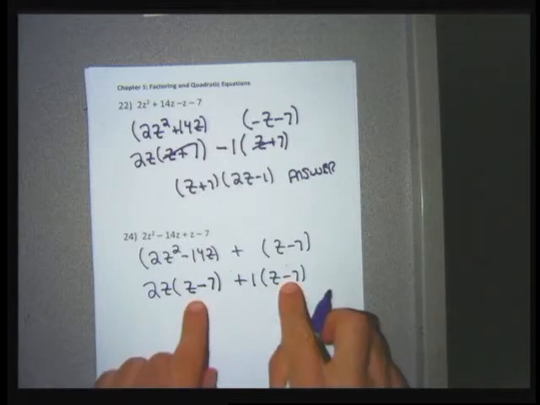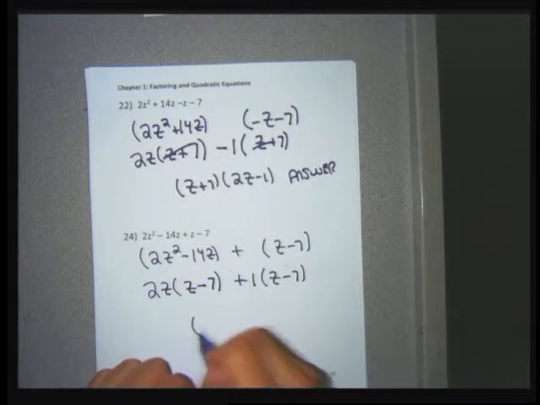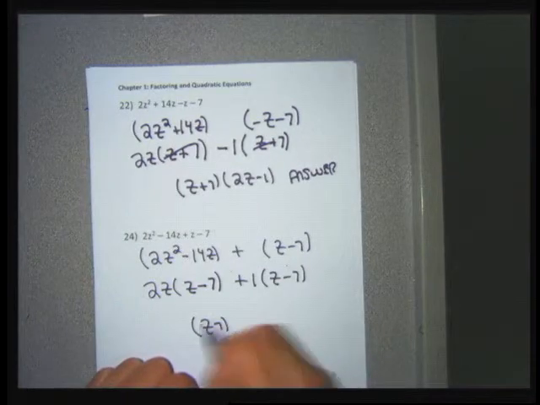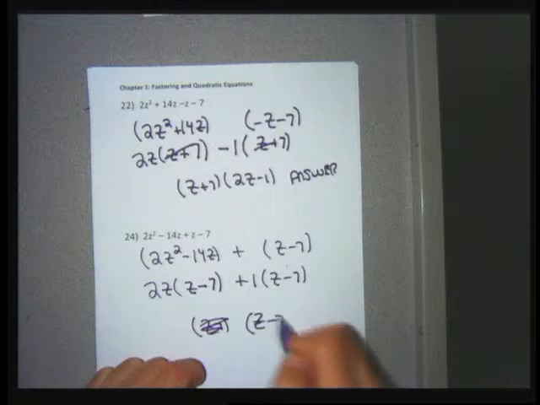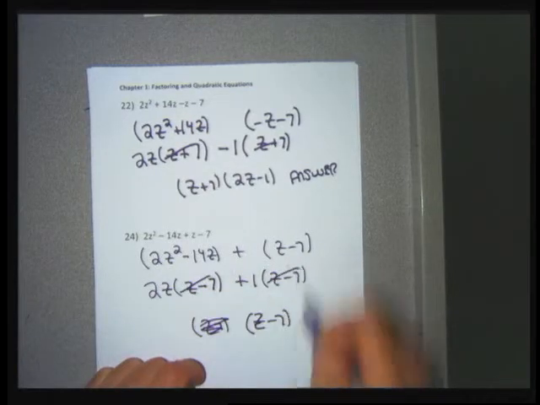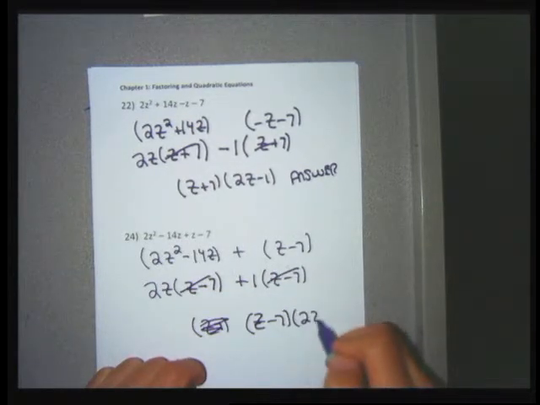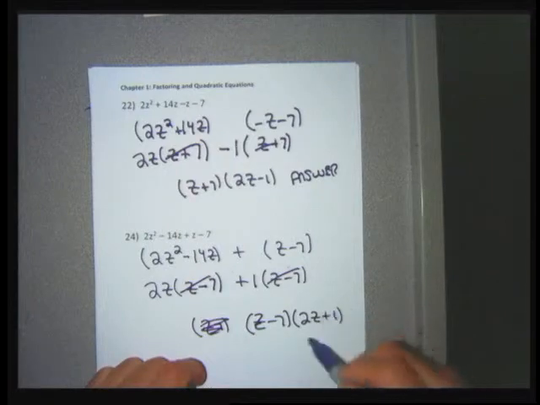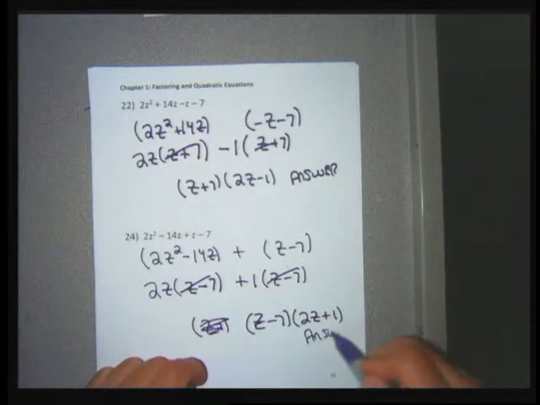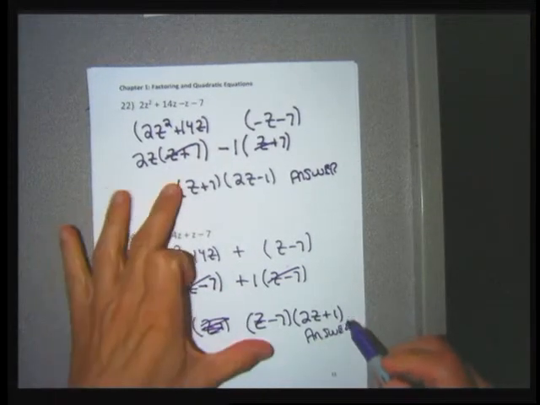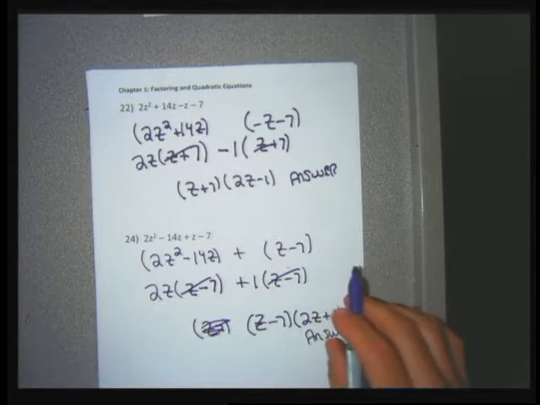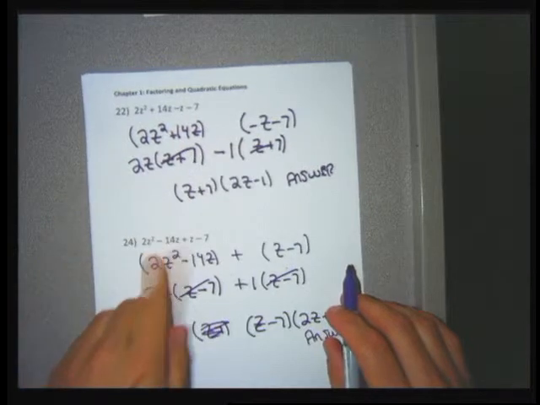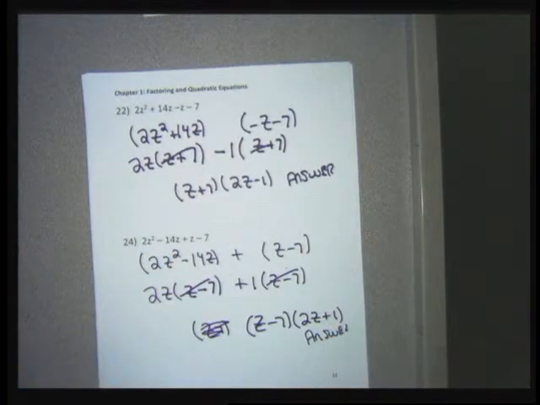Now we have a z minus 7 in common, so I'm going to write that z minus 7 first. And then I'm left with a 2z plus 1. Now if you look at the answers, they are similar, except now you have a plus and a minus. Here I have a minus and a plus. I had a plus and a minus. Here I had a minus and a plus.